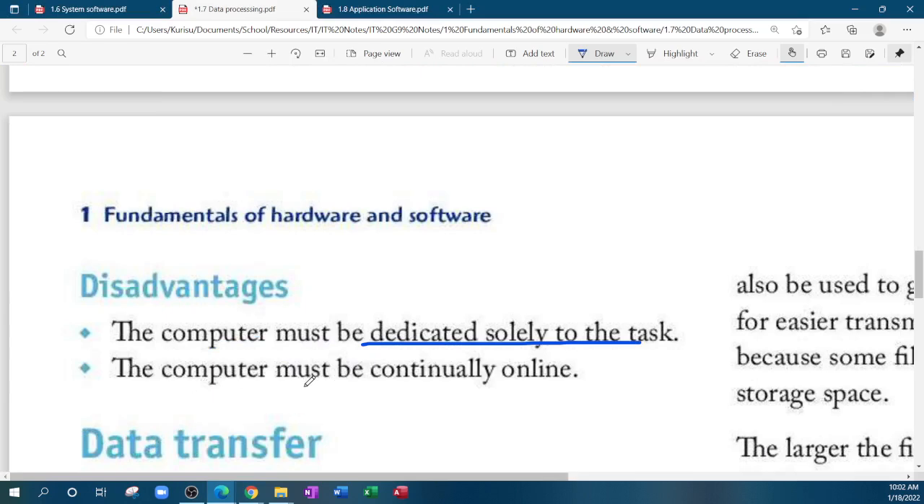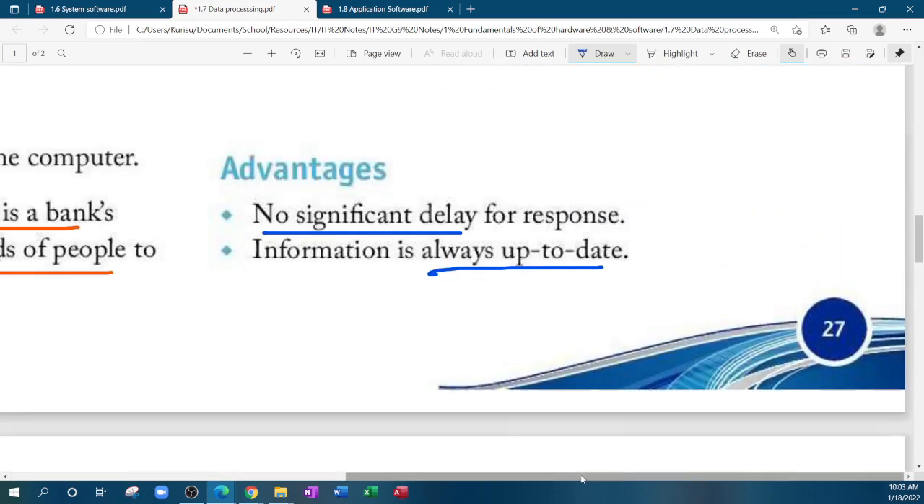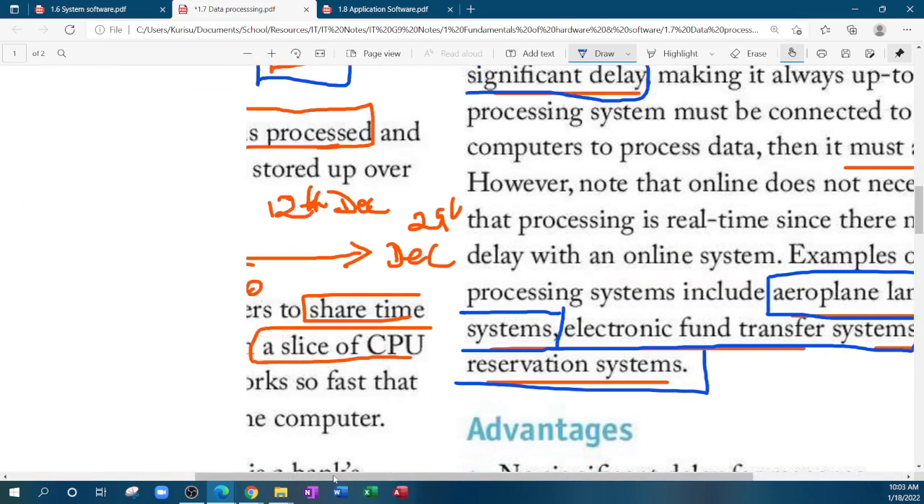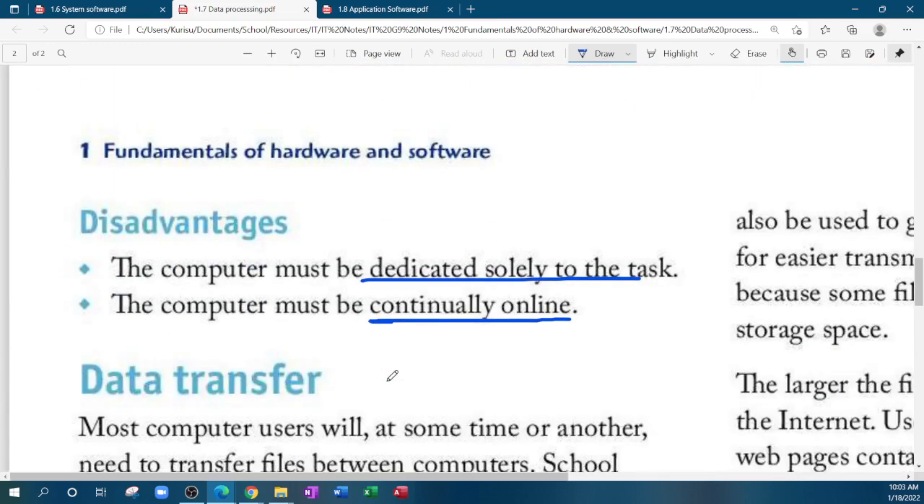And the next disadvantage is that the system must be online all the time, because if it's not online, then it won't be able to process any data. So imagine an airplane landing control system that has to be online 24/7. Otherwise, planes will be crashing. They'll be crash landing. They will not know if it's safe to land or not, if it's safe to take off or not, whatever the case may be. So all real-time systems have to be online all the time.